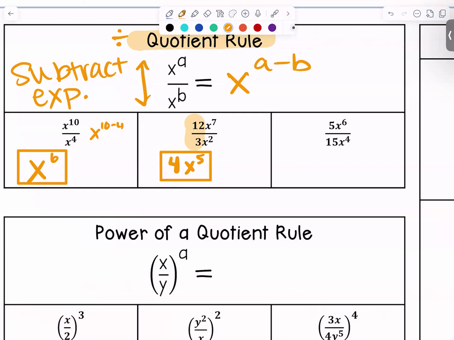So whole numbers still have the same rules. They just divide. 15 divided by 5 on this one is going to leave us with 3. But the 15 is bigger, so the 3 is left in the denominator. And then 6 minus 4 is 2.